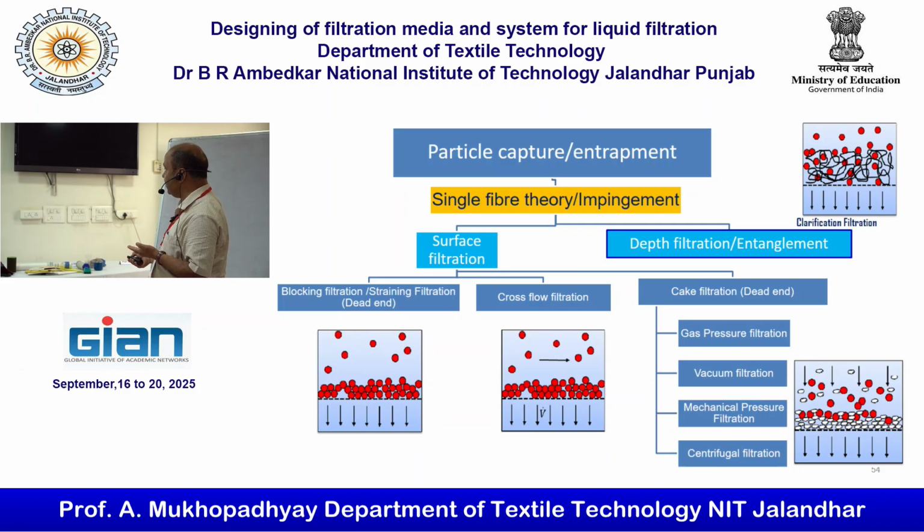Dead end filtration, so gas pressurization system will be there. It is not so effective whenever the sludge content is more. Then vacuum filtration. Then we will have to go for mechanical pressurization system and centrifugal filtration. So both are equally good. For high sludge content, we can go for either.